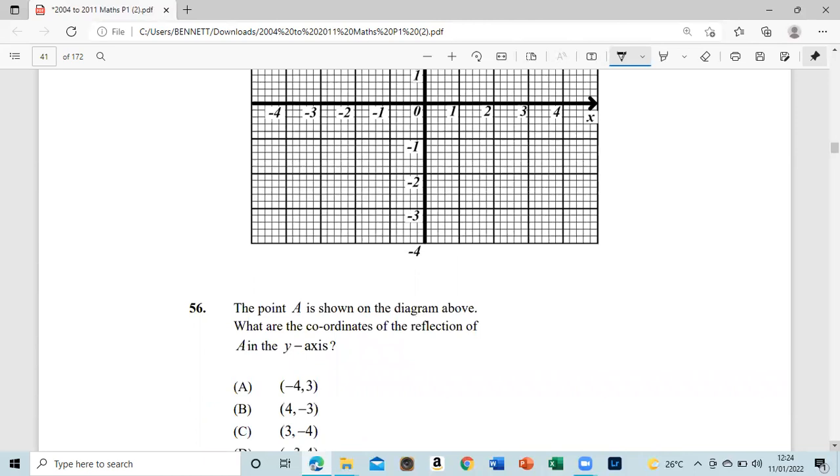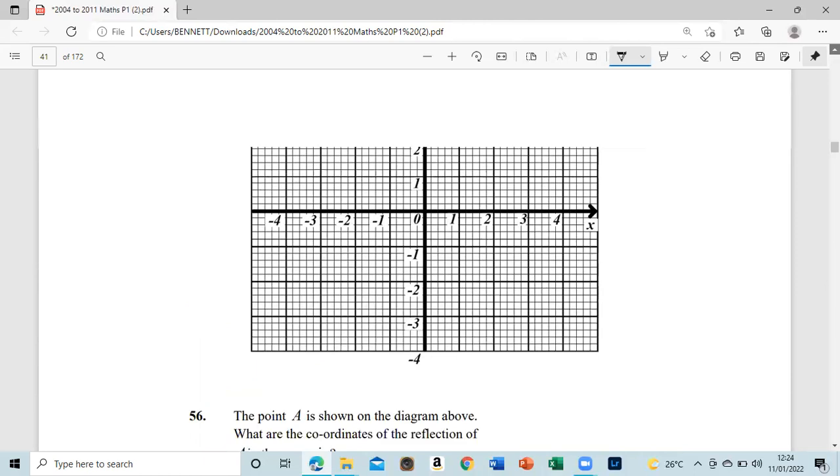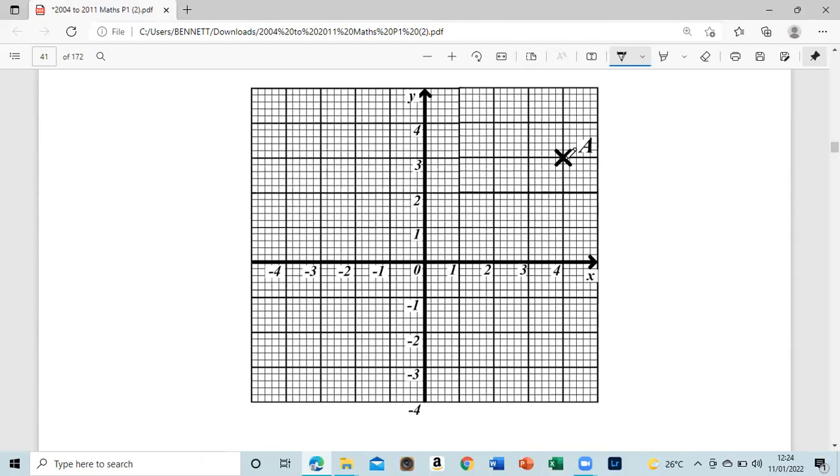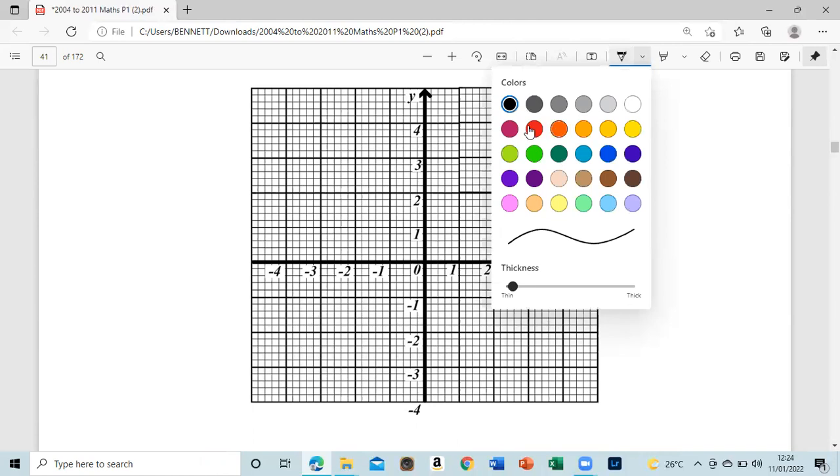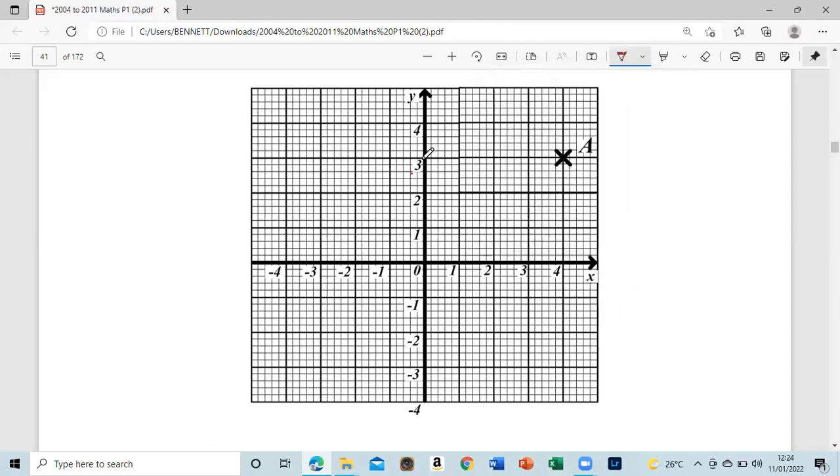The point A is shown in the diagram above. What are the coordinates of the reflection of A in the y-axis? This one is not tricky. We're supposed to reflect it in the y-axis. So let's see how far it is from the y-axis, which is our mirror line. Let me get a red so we can show you exactly what's happening. 1 unit, 2 units, 3 units, 4 units. So it must be 4 units from here. So it's -4 and +3. That is our answer.